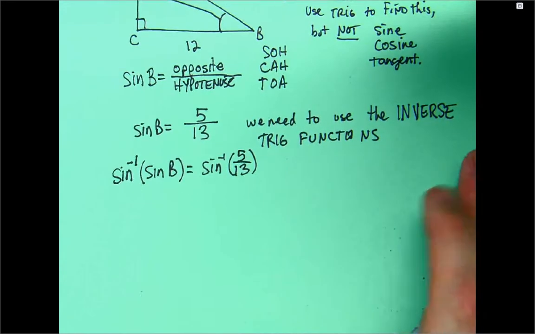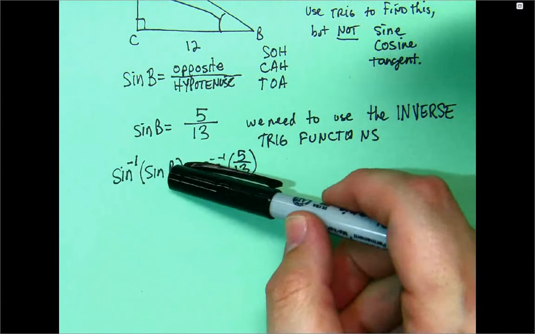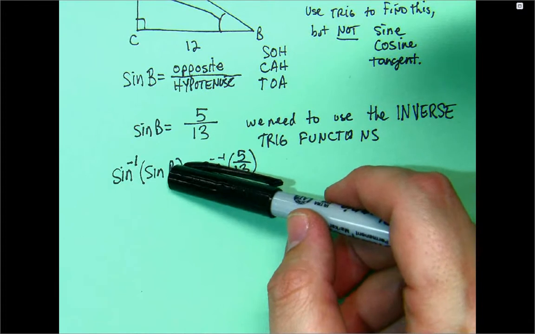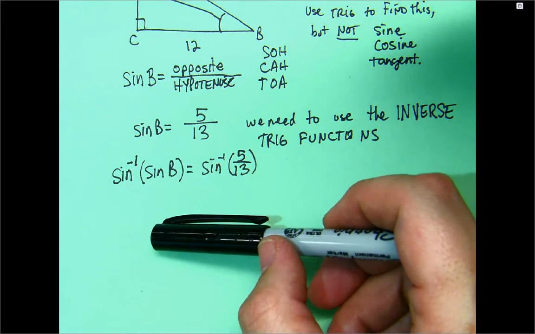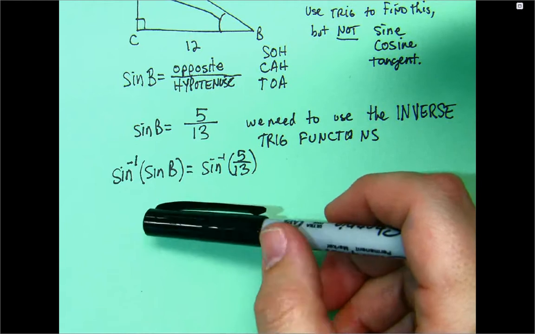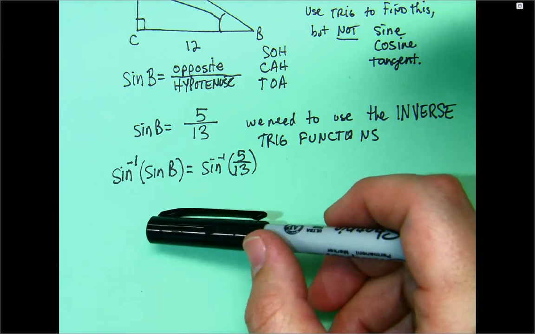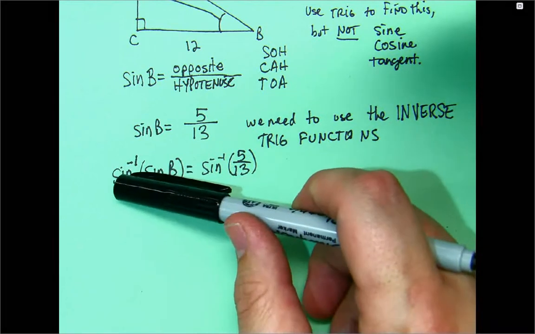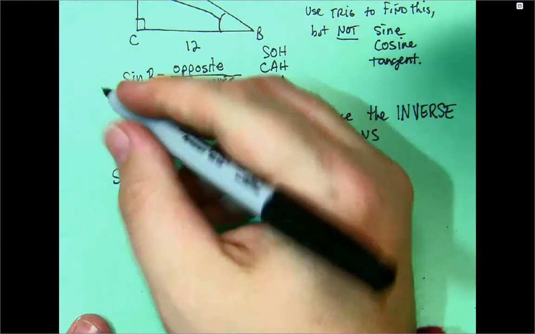Now, the relationship between the inverse sine and the sine is like adding and subtracting. It's like multiplying and dividing. If I added 2 and subtracted 2, did I do anything? Made it 0. I didn't add or subtract anything. If I multiplied by 5, then divided by 5, did I do anything to the original number? So if I have an angle, if I take the sine and then I take the inverse sine, did I really do anything to the angle value? No. These two cancel each other out.